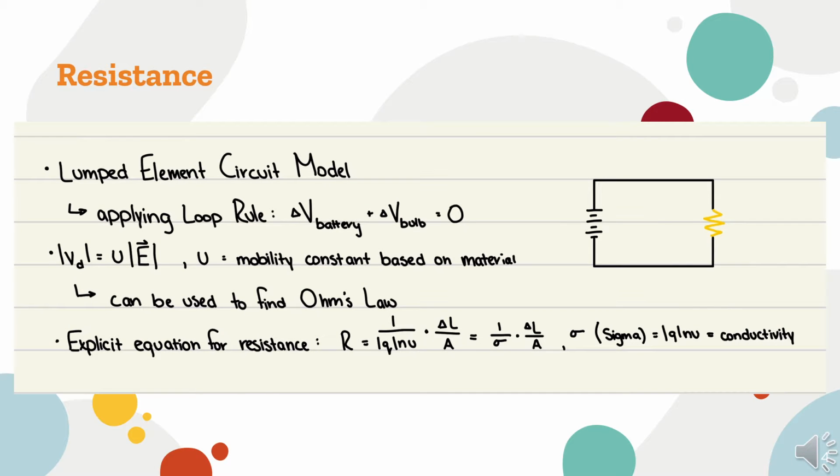Next, we moved on to the topic of resistance. Most circuits aren't just made of wires and a battery, so we introduced the idea of lumped element circuit models. Using the diagram and applying loop rule, we see this expression for delta V. Also in this video, we learned about the constant variable U, which represents the mobility of a specific material. This constant can be used to derive Ohm's law, which gives us this explicit equation for resistance using sigma, the conductivity variable.